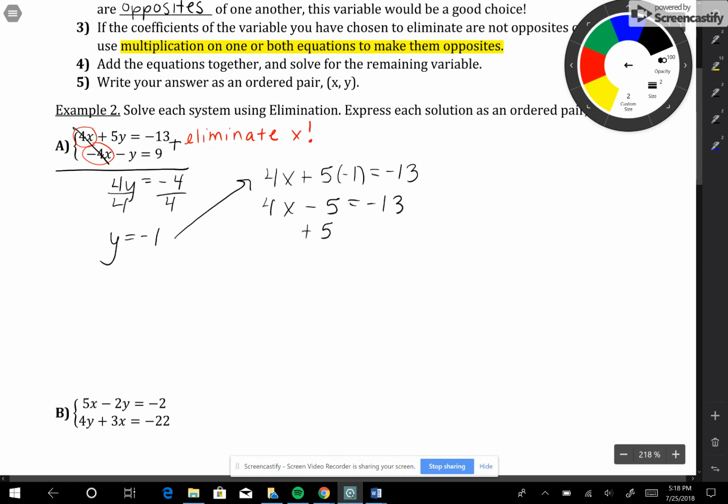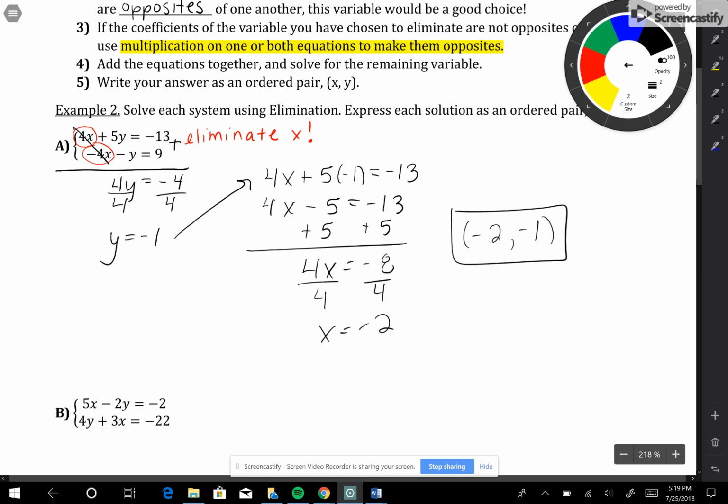Add 5 to both sides. 4x equals negative 8. And divide by 4. x equals negative 2. So my final answer is the point negative 2, negative 1.